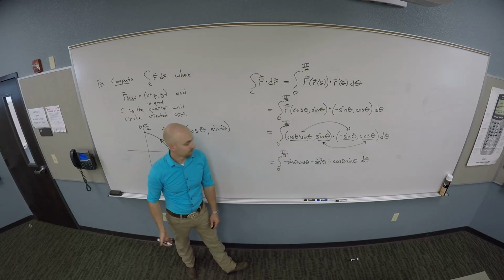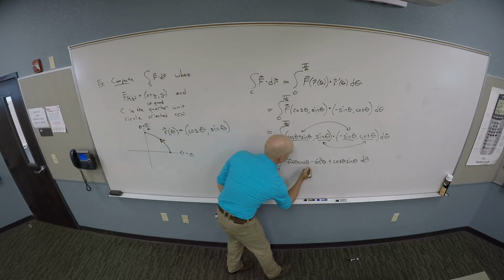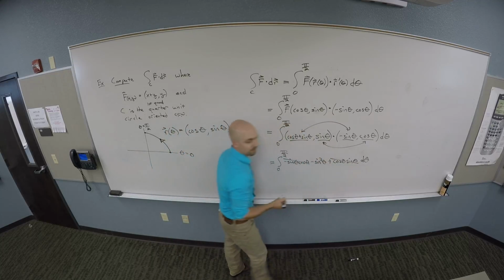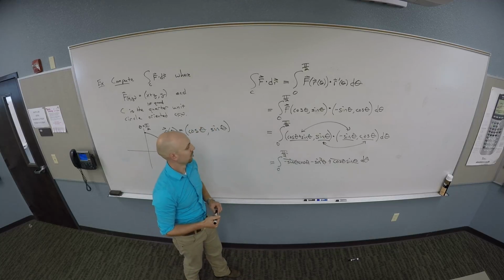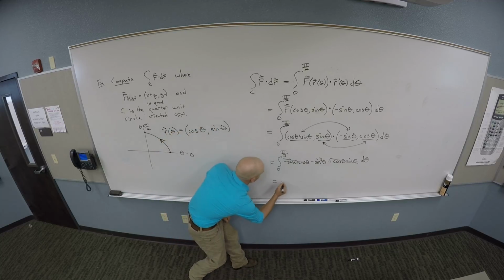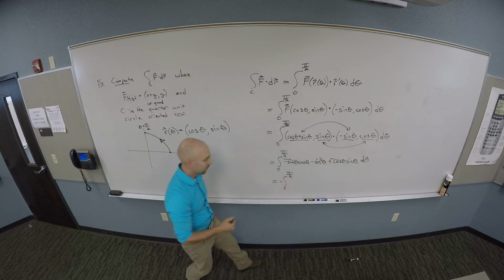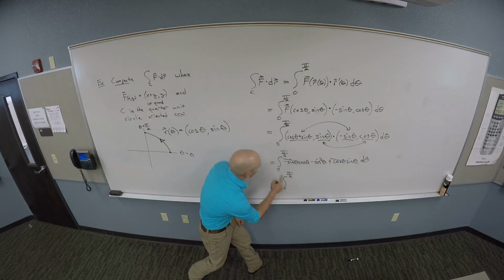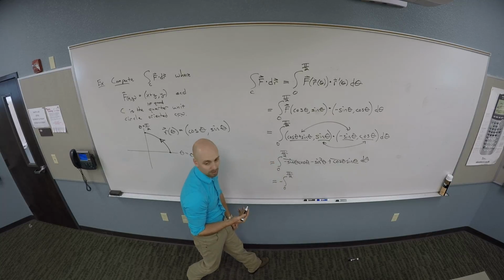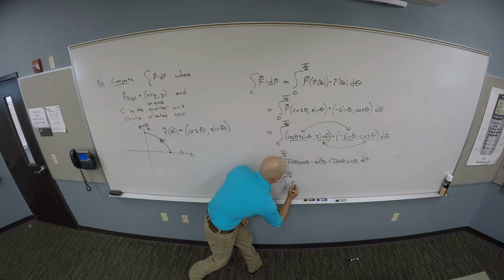But you can get rid of the cosine sine theta. Cool, the sine cosine bits cancel. That's easy. Sine squared theta. So I got here the integral from 0 to pi over 2. Maybe pull the negative out front. And then I've got minus the integral from 0 to pi over 2 of sine squared theta d theta.